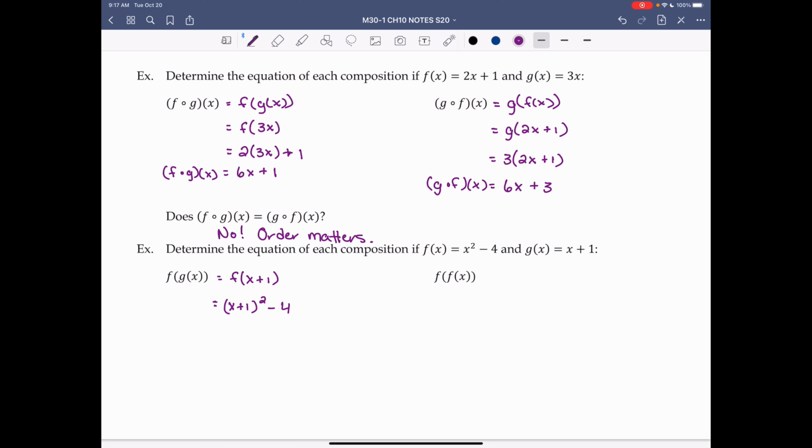Then we can simplify, so we want to multiply out the binomial, x plus 1 times x plus 1, and then minus 4. x times x is x squared.